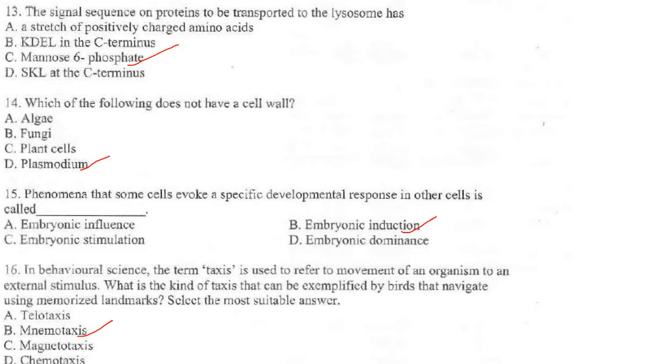Then the phenomenon that some cells evoke a specific developmental response in other cells is called embryonic induction. Answer is B. In behavioral science, the term taxis is used to refer to movement of an organism to an external stimulus. What is the kind of taxis that can be exemplified by birds that navigate using memorized landmarks? Select the most suitable answer. It is called mnemotaxis, which describes migration through the use of landmarks. Answer is option B.